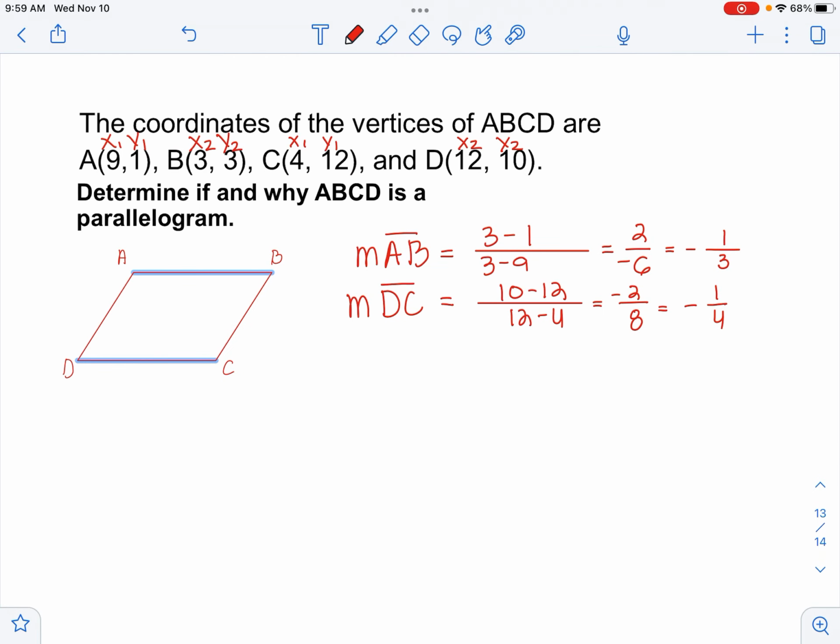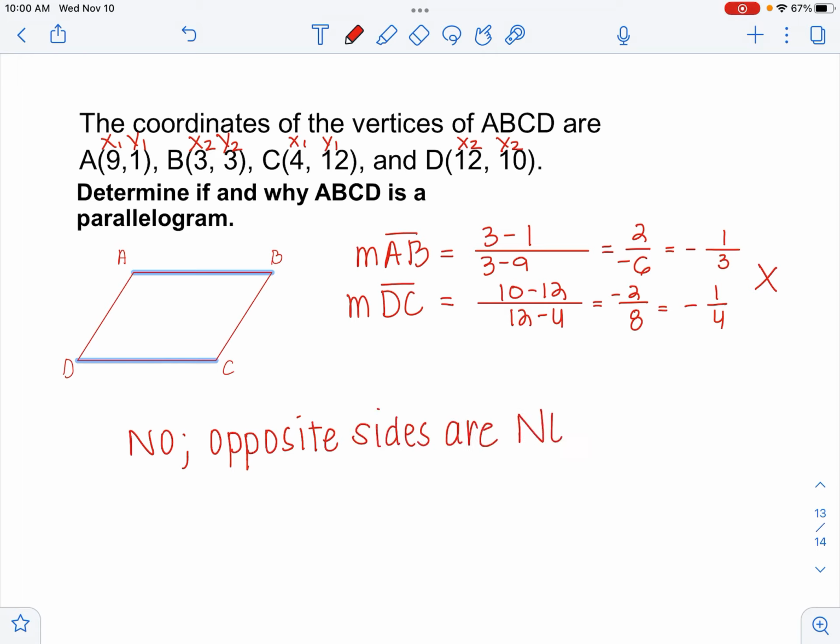All right, so first question is, are these two sides parallel? No, they're not. So no, I can stop working right now. This is not a parallelogram because opposite sides are not parallel. The other sides might be, but not both pairs are parallel.